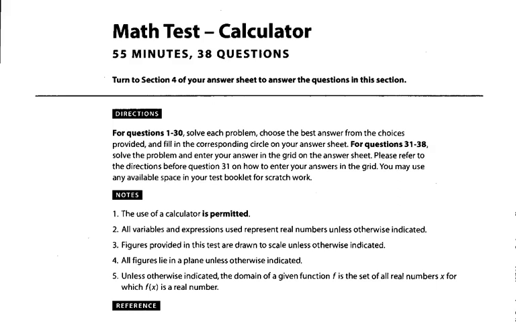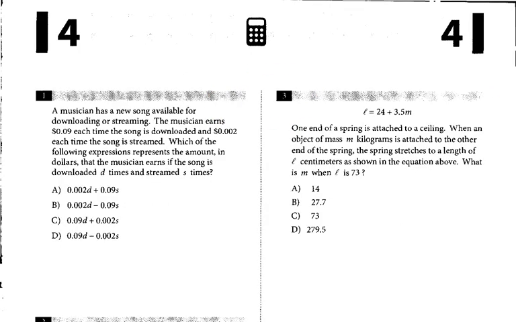So for the second part math test, and it's calculator allowed this time. For number 1, when you have this kind of question, try to pay more attention to words like each, every, per. That means multiplication. So 0.09 has to times d, then 0.002 has to times s, then I add them. That's why C is the answer.